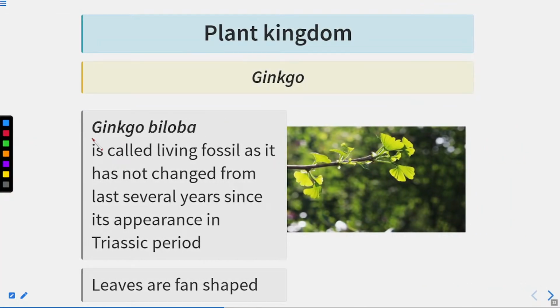The third example is Ginkgo biloba. It is called a living fossil as it has not changed for several years, since it appeared in the Triassic period, and this is the only species that is present in its family. Leaves are fan shaped. So here you can see the fan shaped leaves. So this is a very beautiful plant, Ginkgo biloba, and this is the living fossil. Sometimes it is asked in the examination by giving 4 different examples and asking which one is the living fossil. So you have to remember this point. Ginkgo biloba is the living fossil.